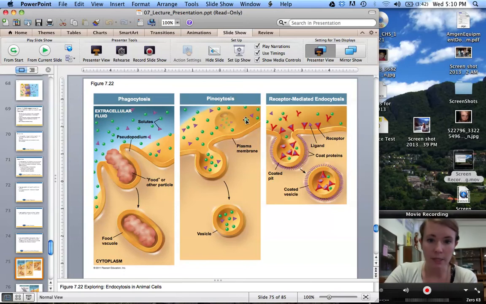This is regular pinocytosis, so the plasma membrane takes a big gulp of extracellular liquid, it drinks the extracellular liquid, takes it in along with everything that's out there. So we got purple guys and green guys, and now it's inside a vesicle.